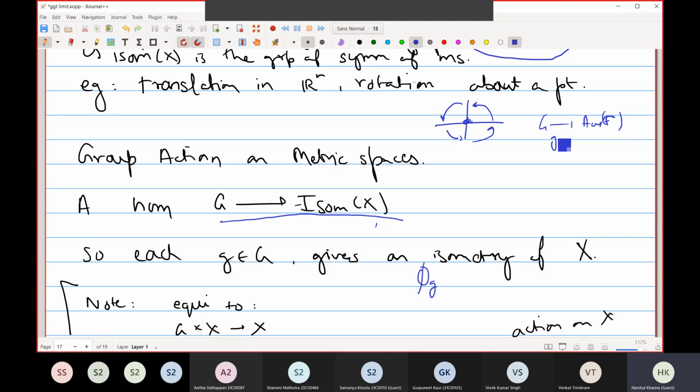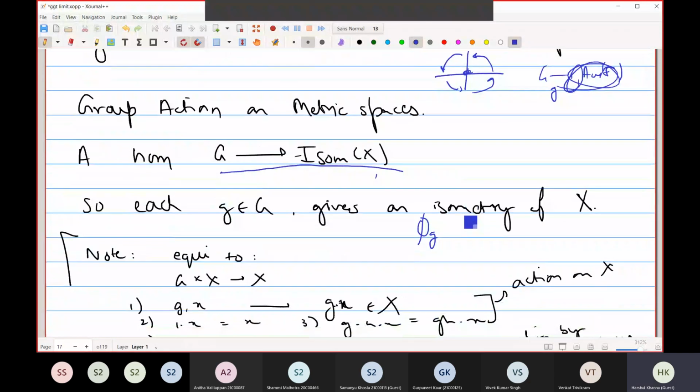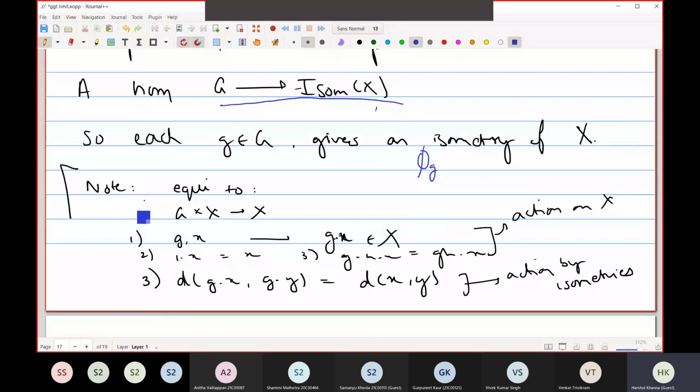Note, these three definitions are essentially a normal action. So these are actions on X. We want to impose the extra condition that the distance of g dot x and g dot y is the same as the distance of x comma y. So it preserves the distance. Once we impose this condition, we mean that the action is by isometries, that each g gives rise to an isometry of your metric space X.